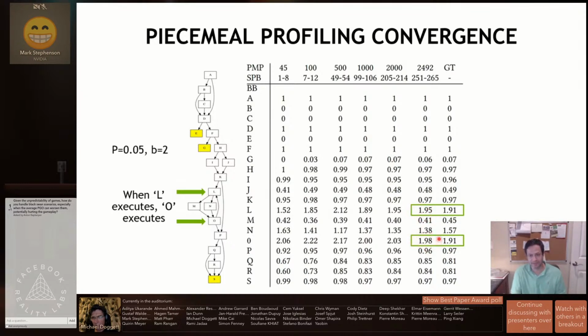1.95 instead of 1.98. So these minor mismatches are really unimportant for almost every PGO that we know of. For instance, the block frequency PGOs I mentioned earlier don't care precisely how hot or cold a particular block is. They just want to know whether a particular block is hot or cold.